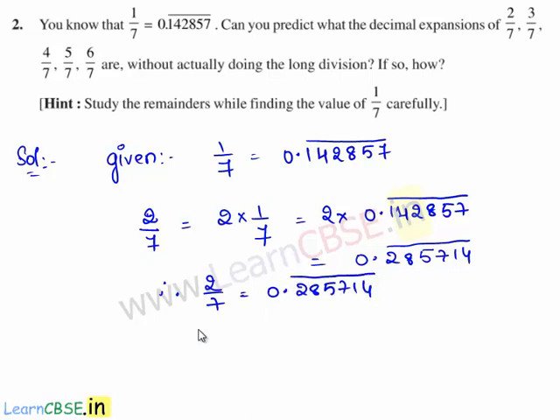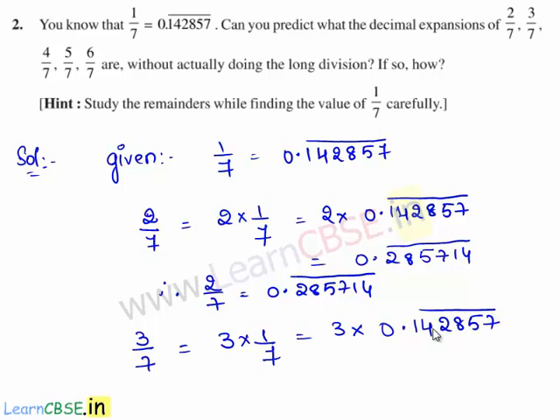Hence the decimal expansion of 2 by 7 is equal to 0.285714 bar. Similarly, we obtain the decimal expansion of 3 by 7 by multiplying 3 with 1 by 7. That is, 3 times the decimal expansion of 1 by 7, that is 0.142857 bar. This gives 0.428571 bar. Therefore, the decimal expansion of 3 by 7 is equal to 0.428571 bar.